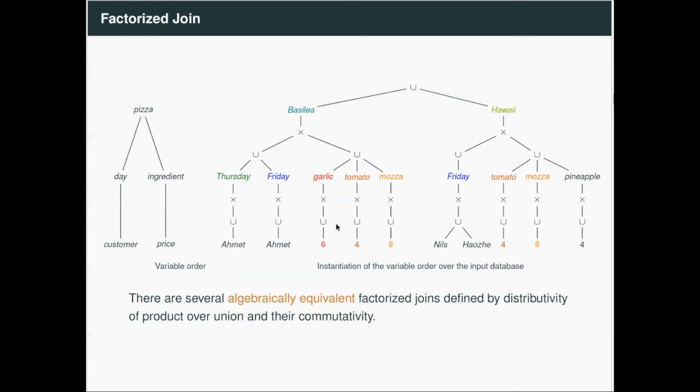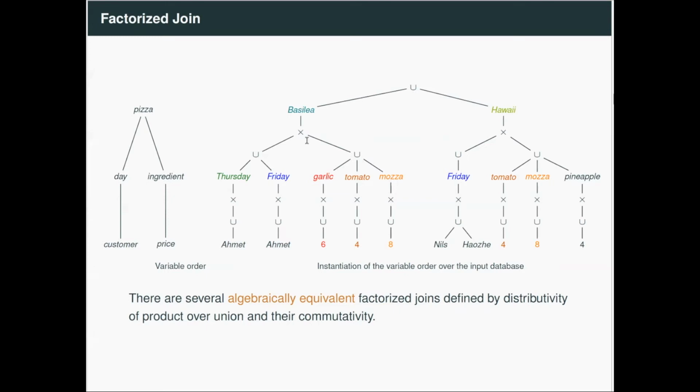We first have a union of the distinct pizzas, the union of Basilea and Hawaii. For each pizza, we then have a non-materialized Cartesian product of the information about order days and customers and of the information about ingredients and their prices. This is one of the two reasons why factorized representations can be more compact than the relations they represent. The Cartesian products are not explicitly materialized whenever this is possible. The second reason will be exemplified on the next slide.